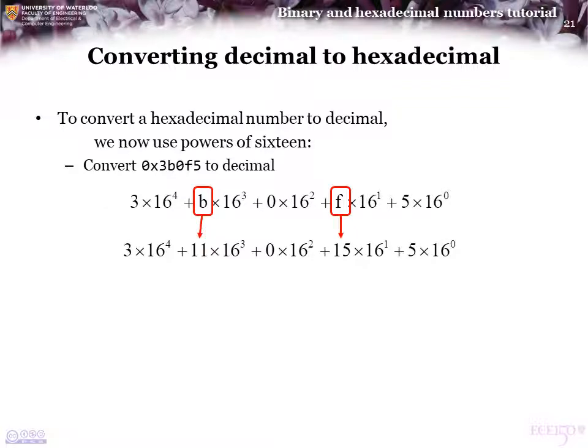So now 3 times 16 to the 4 is that number there. 11 times 16 cubed is about 45,000. 0 times 16 squared is just 0. 15 times 16 to the 1 is just 240. And 5 times 16 to the 0 is just 5. Adding those up gives 241,909. Reasonably straightforward enough. It's the exact same operations we did before.